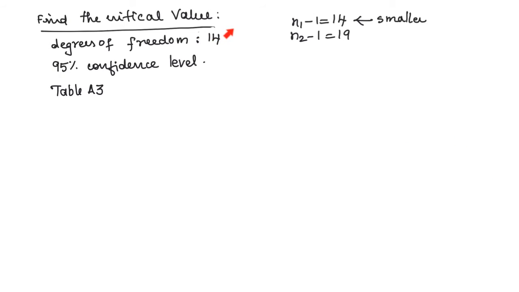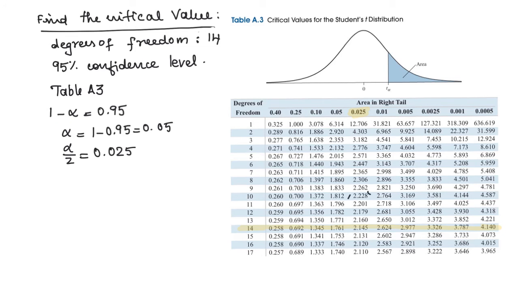We will find the critical value. Degrees of freedom 14 and a 95% confidence level, which is given in the question. We will use table A3. 1 minus alpha is 0.95, that is 95% in decimal. So alpha is 1 minus 0.95, that is 0.05. So alpha over 2 will be 0.025. In table A3, degrees of freedom 14 and the column 0.025, the intersection of those two is 2.145.